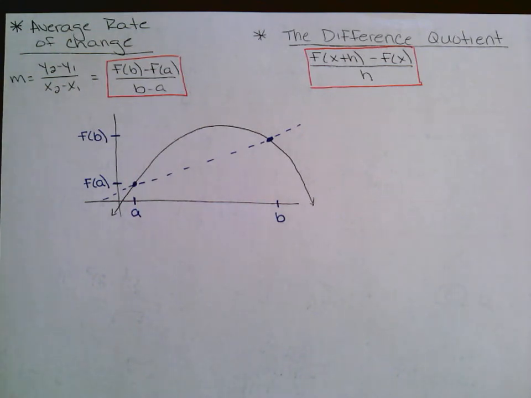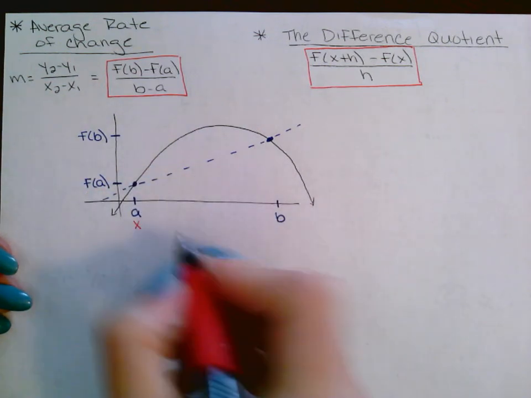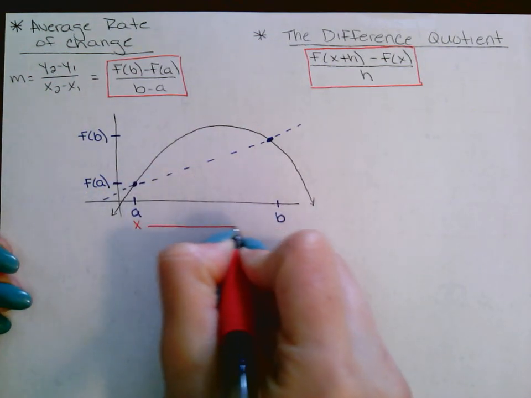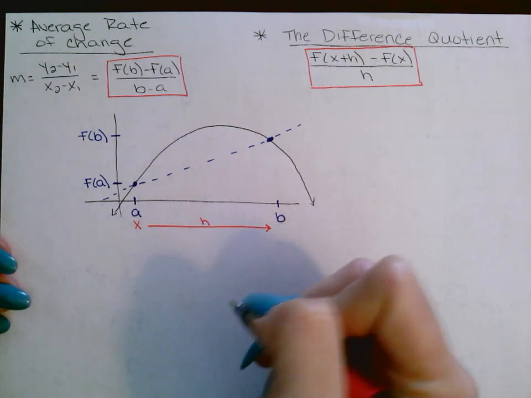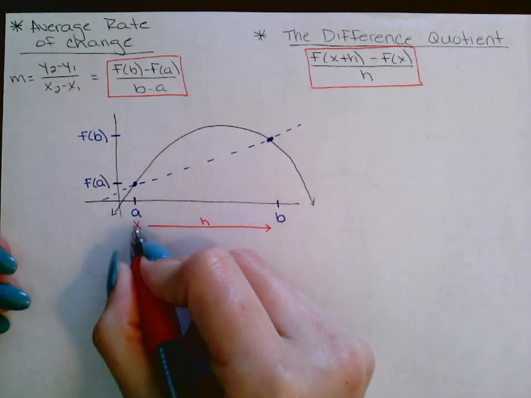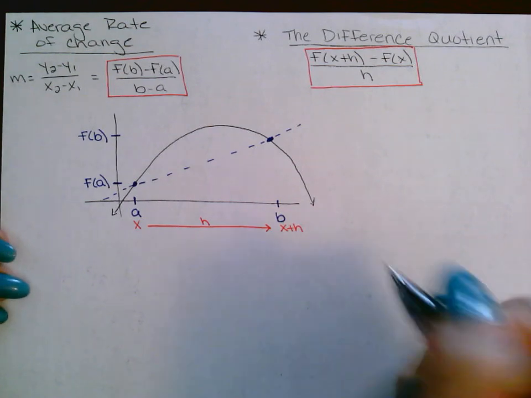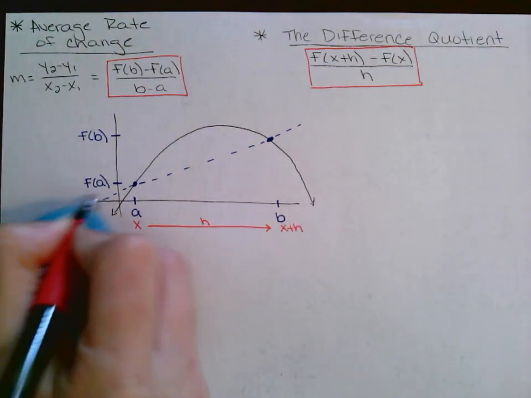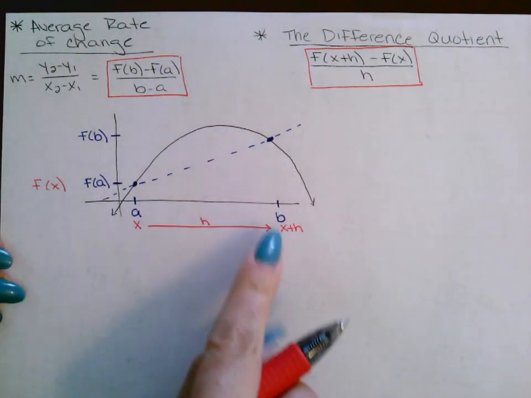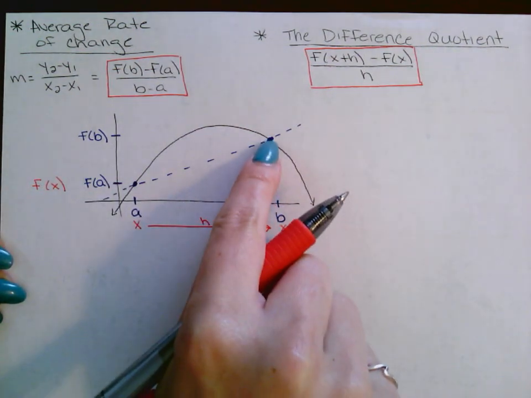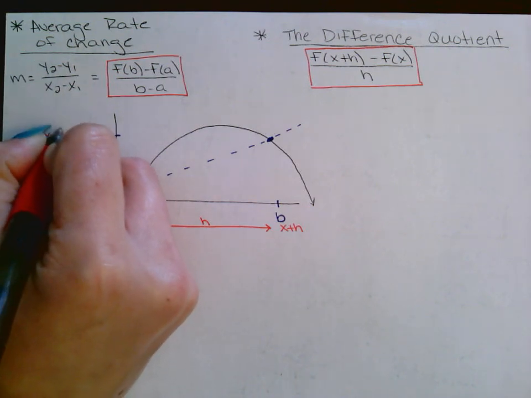I'm going to do this one in red. Let's say this right here is my first x. And then as I travel this distance in between the x's, we'll call it h. So that means point B would be called this x plus the h, okay? That would make this first y be f of x. And if this x is called x plus h, then this one would be called f of x plus h, okay?